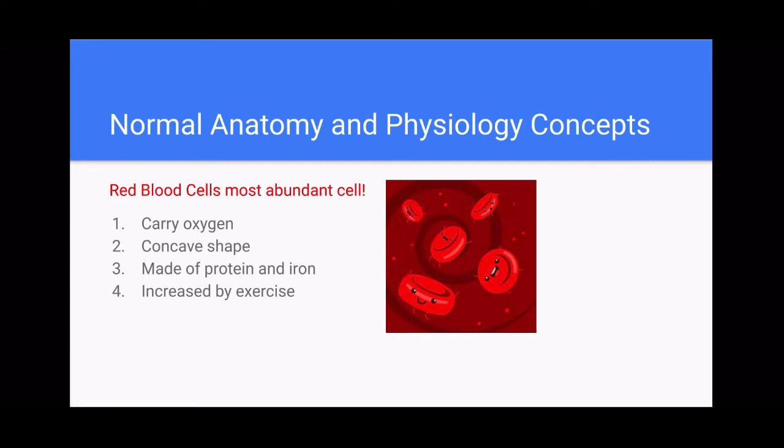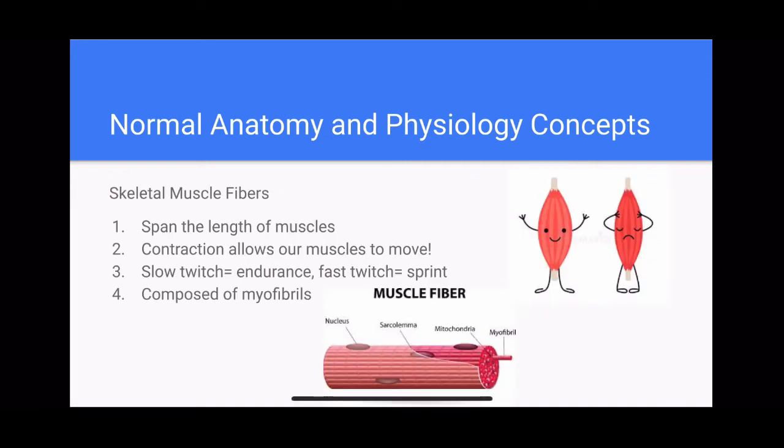So moving on from red blood cells, we have our skeletal muscle fibers. These muscle fibers span the length of our muscles, which makes a lot of sense given their name. The composition of these fibers are myofibrils, which are important for muscle contraction, which we'll talk about next.